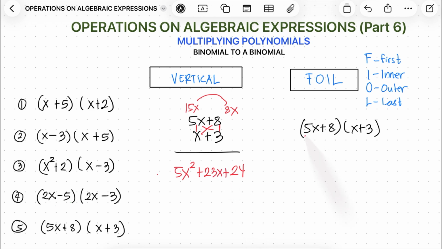Right? So FOIL method, first terms, that's 5x squared. Inner terms, that would be positive 8x. Outer terms, that would be positive 15x. And last terms, we have positive 24. And then combine like terms here, so 5x squared plus 23x plus 24.